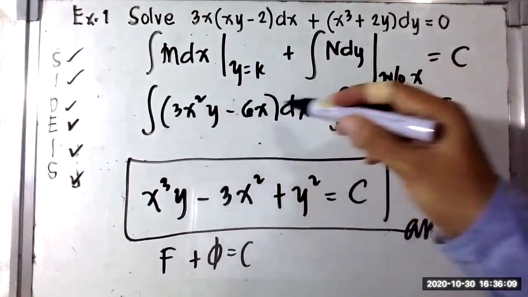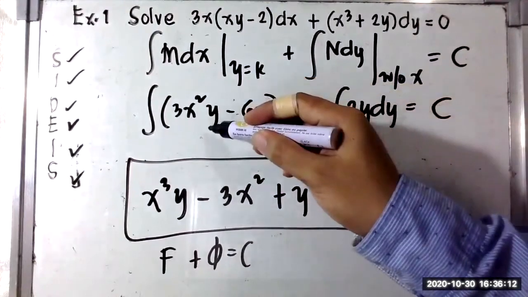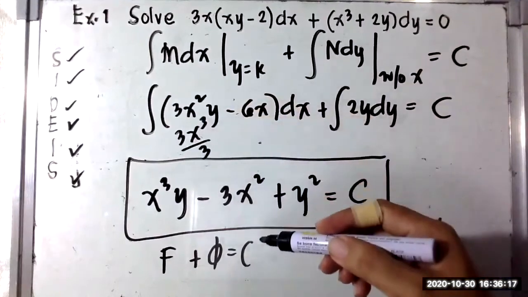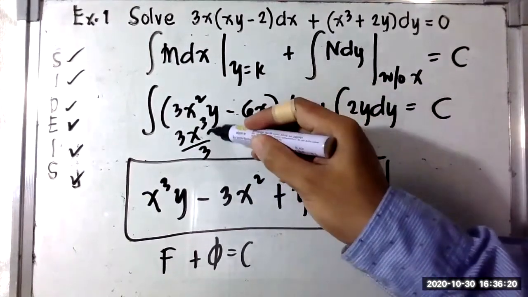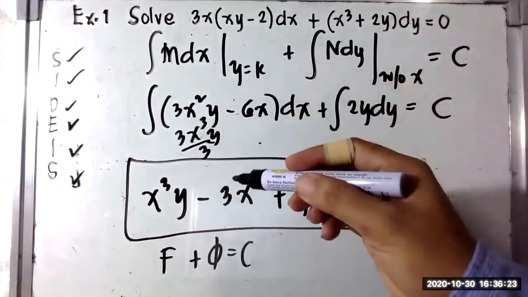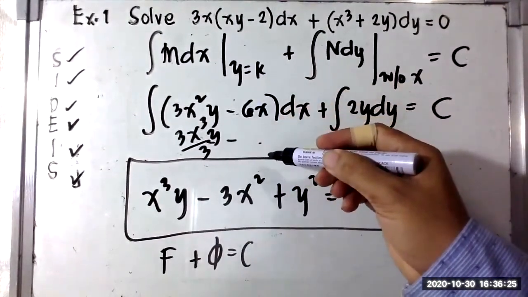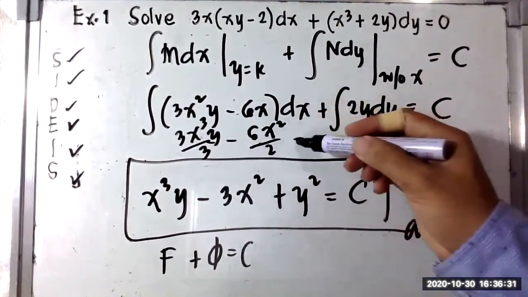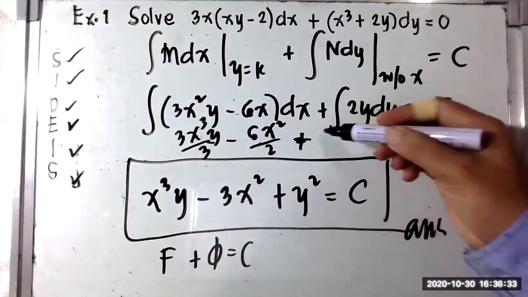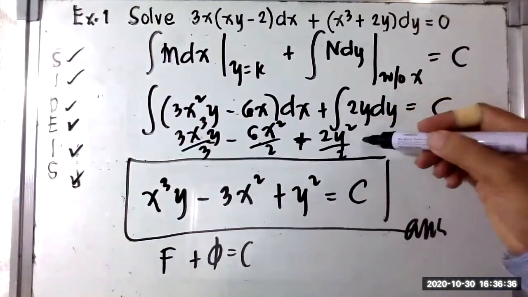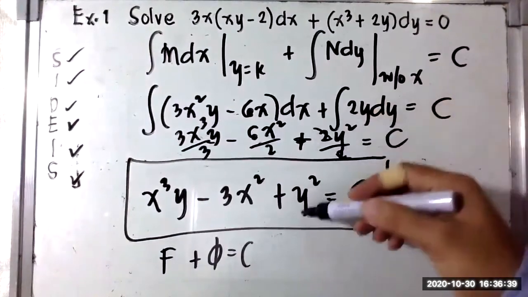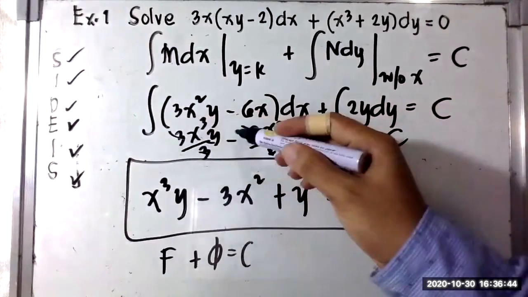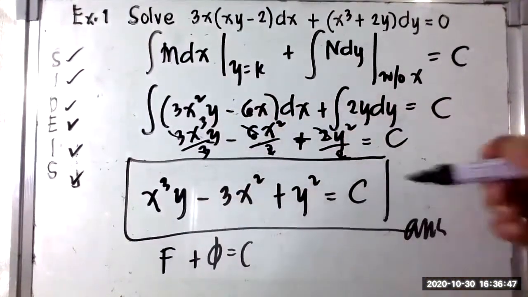So integrate the first term with respect to x. Y is held constant, so we have 3x cubed over 3. Just copy y, because y is held constant here. You have 6x squared over 2, and here you have plus 2y squared over 2 equal to c. If you simplify, you have y squared, you have 3x squared minus 3x squared, and you have x cubed y. So you have the same answer.